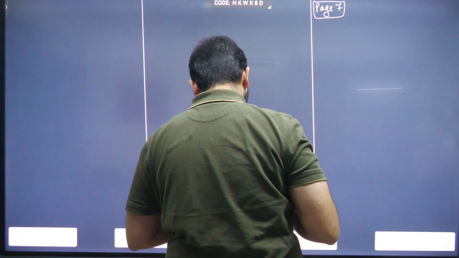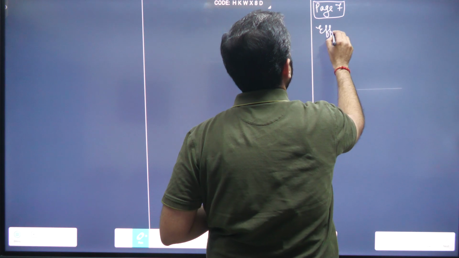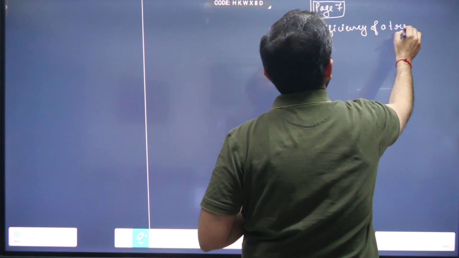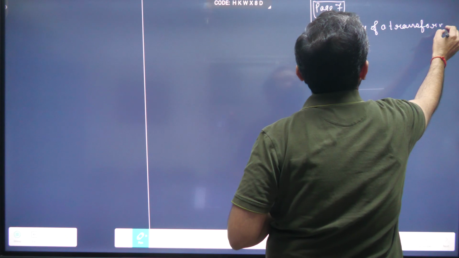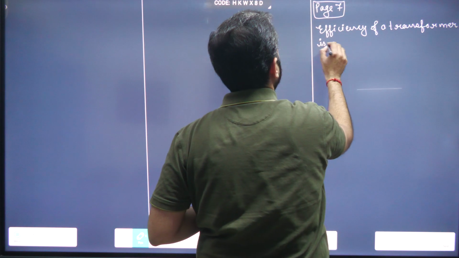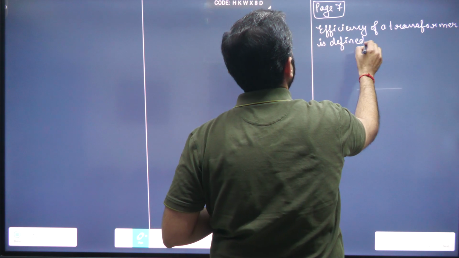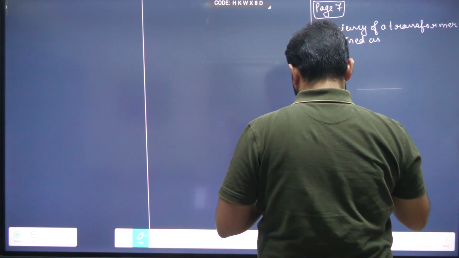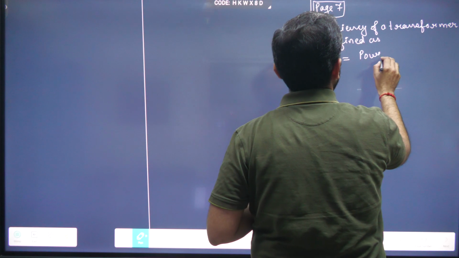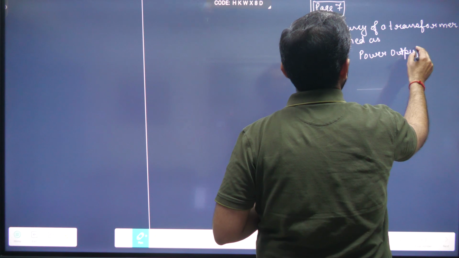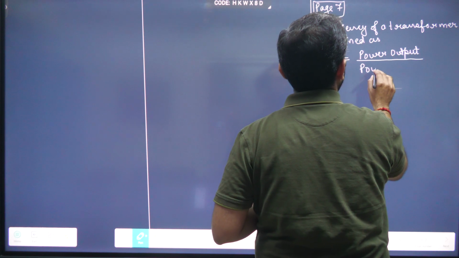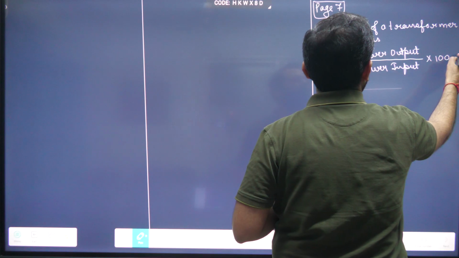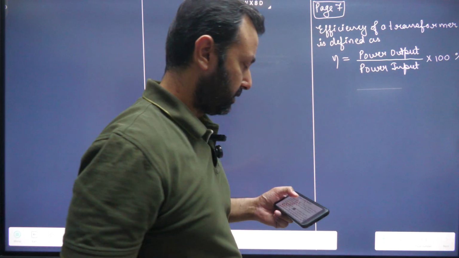Energy losses and efficiency of a transformer. Efficiency of a transformer is defined as eta is equal to power output upon power input, into 100, and it will come out to be in percentage. Now, energy losses in transformers.